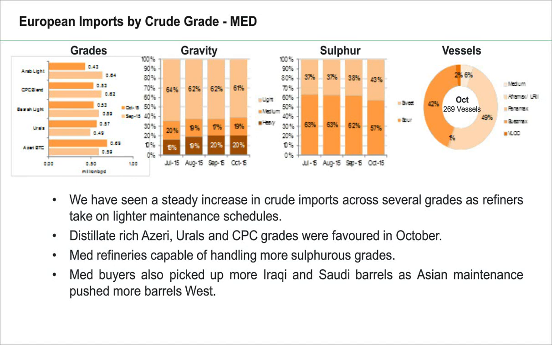Med refiners generally have less flexibility in their setups compared to those in Northwest Europe, and this is evident by the relative stability in terms of the gravity and proportions of sweet and sour, with refiners generally set up to accept a higher proportion of sour grades than other refiners in Europe. As with Northwest Europe, Med importers are generally constrained in taking VLCC cargoes from the Middle East. That typically results in higher spot prices on a barrel basis, as buyers have less choice in terms of the large cargoes they can purchase. So we saw that Aframax made up around 49% of the 269 vessels discharging in the Mediterranean.